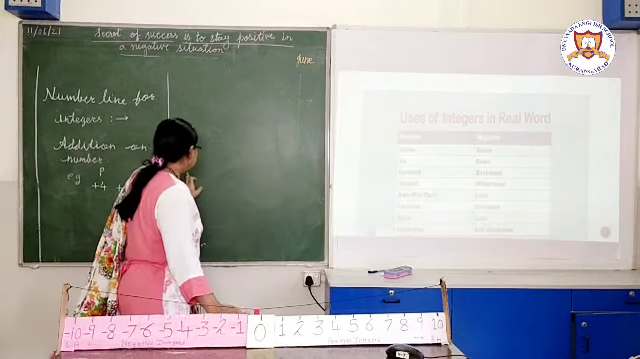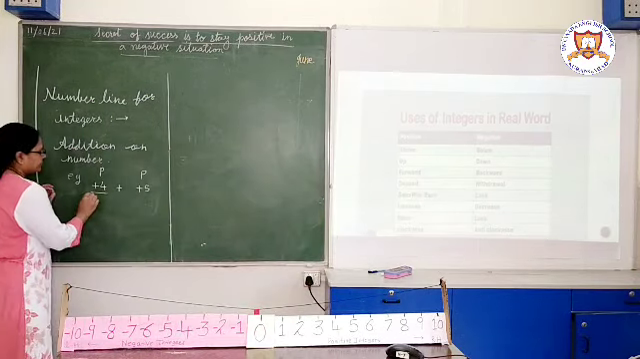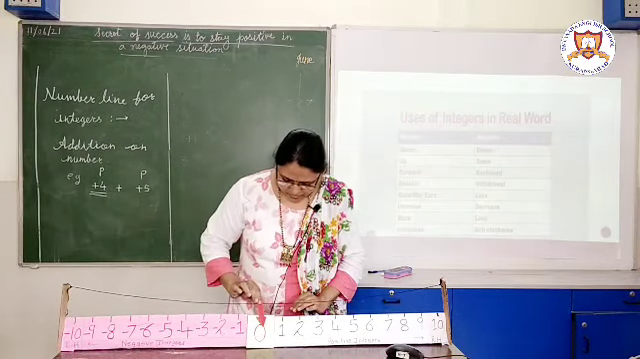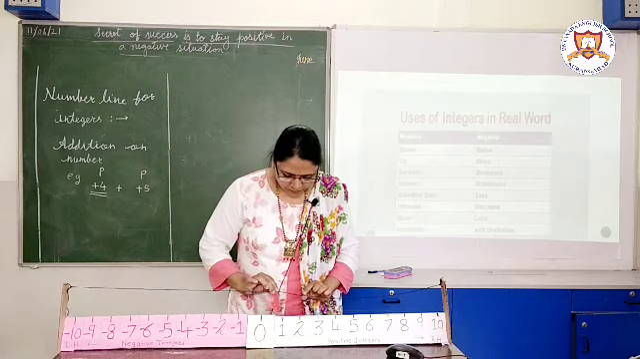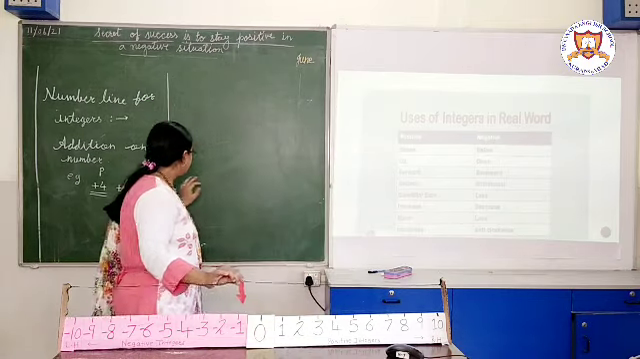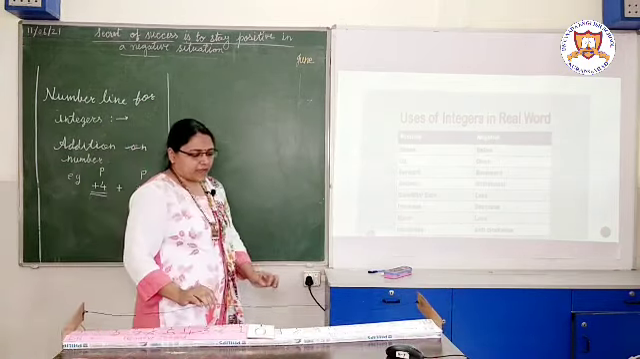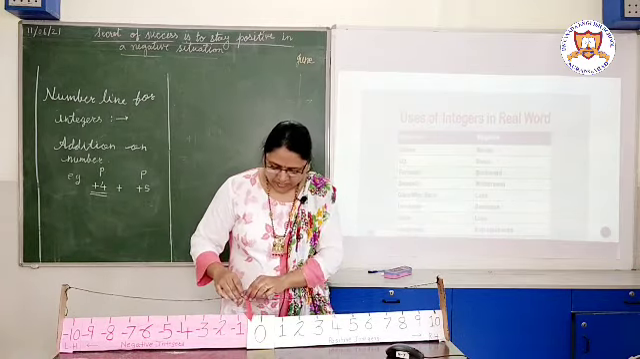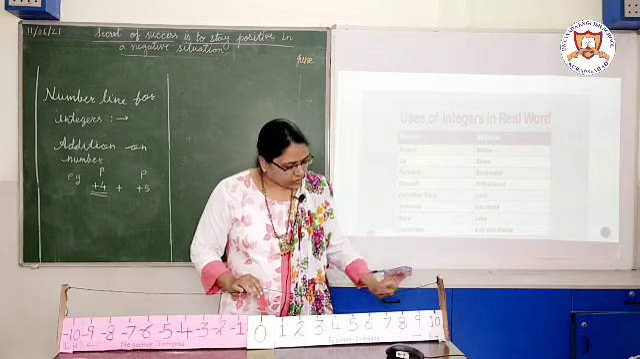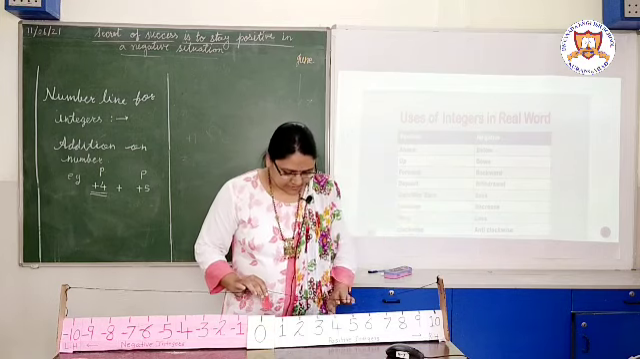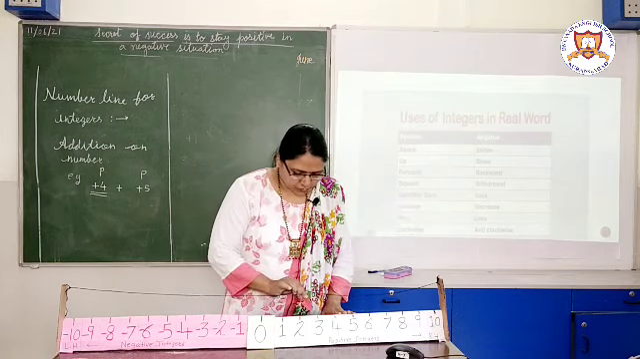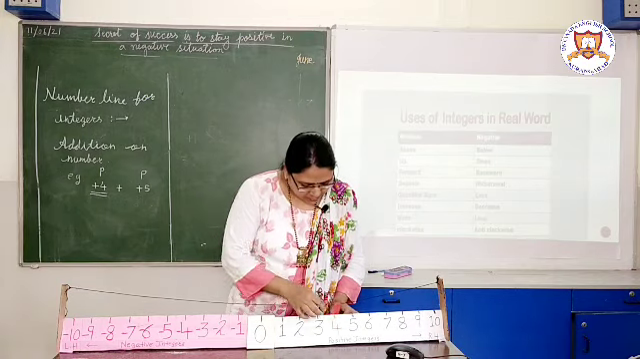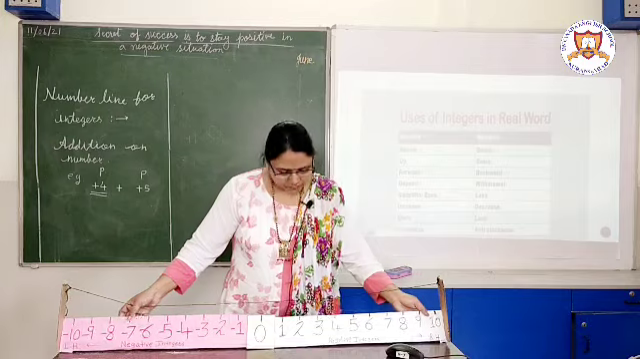See, first here is the plus 4 number, so we will start from 0. Here 0. Then how many steps? Move 4, plus 4. And where? Positive integers. Because it is a positive integer, I have to move to the right hand side. 1, 2, 3 and 4. Now I am here on plus 4.